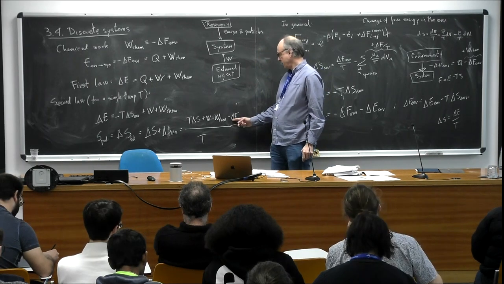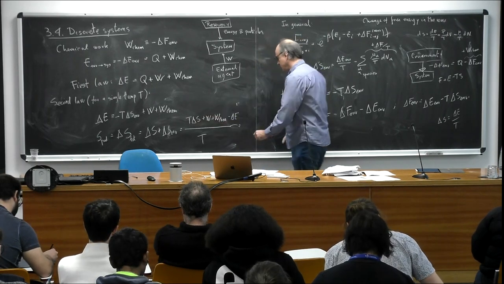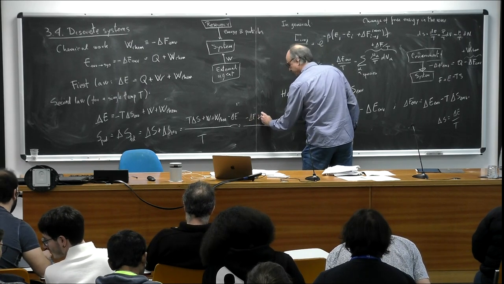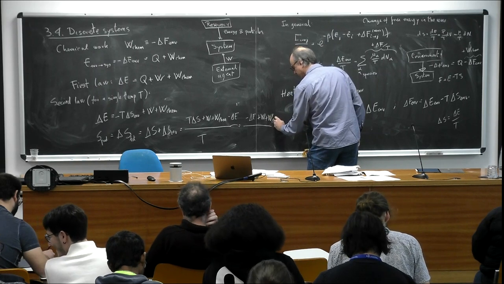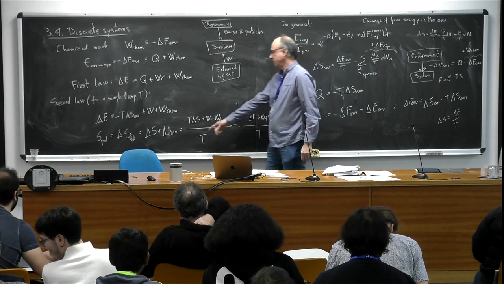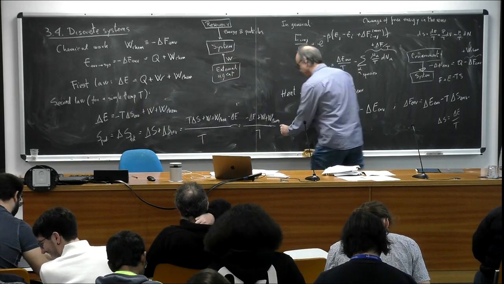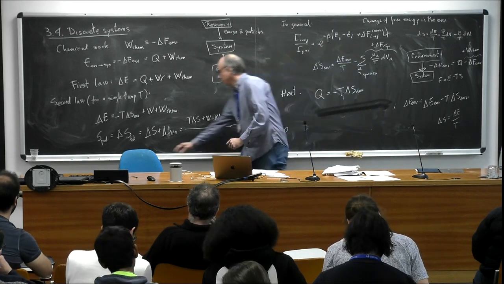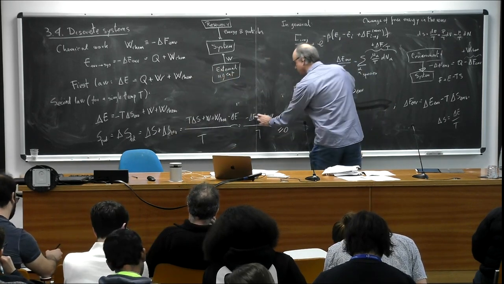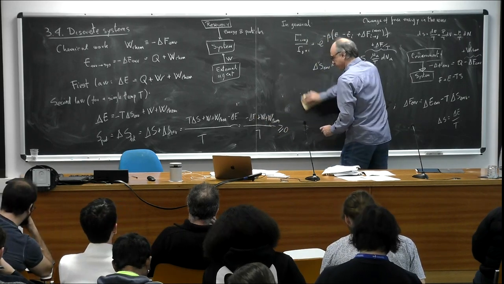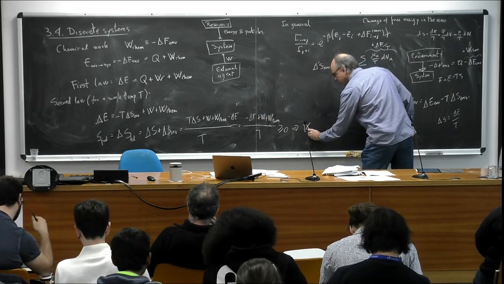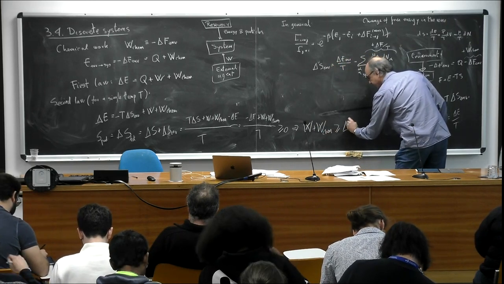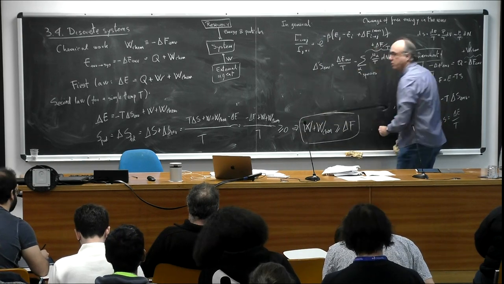And here you have delta E minus T delta S, which is minus delta F in the system, plus the work divided by T. And because of the second law, this is positive. So this means that the work is bigger than delta F. So this is the second law.